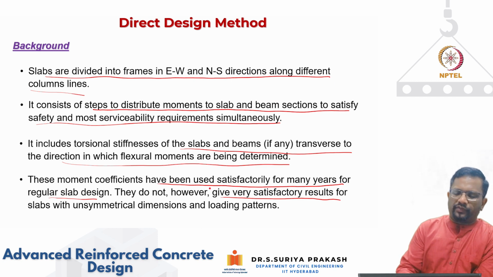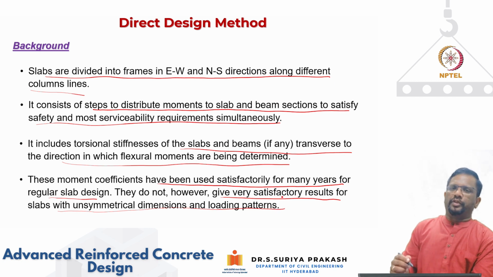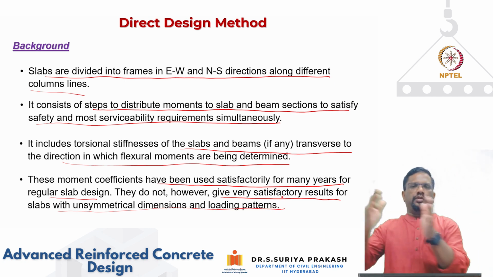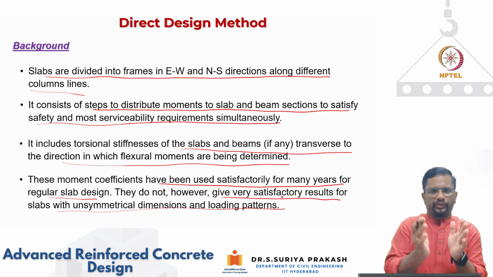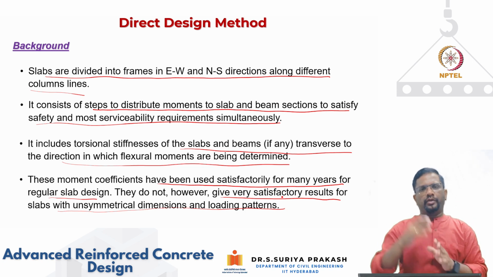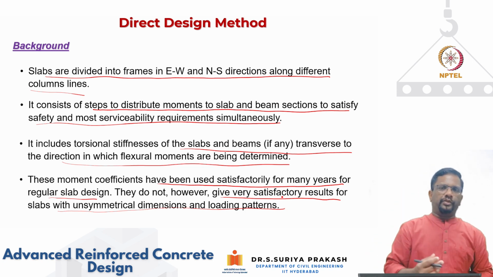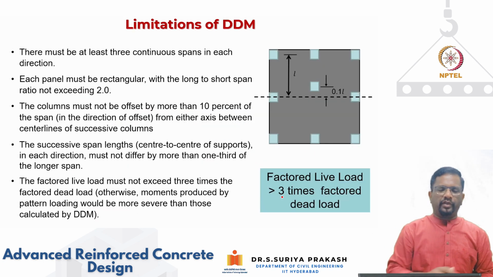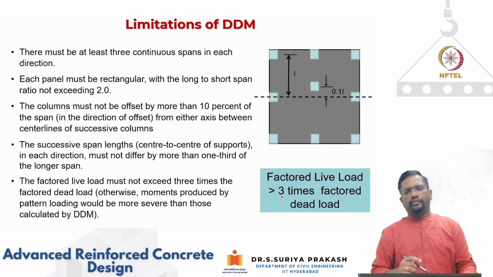However, they do not give satisfactory results when you have unsymmetrical dimensions and loading pattern. So what do you mean by unsymmetrical dimension? The successive span lengths should be within certain limit, and your live load to dead load ratio has to be within certain limit. So let's look at now what are the limitations of direct design method.